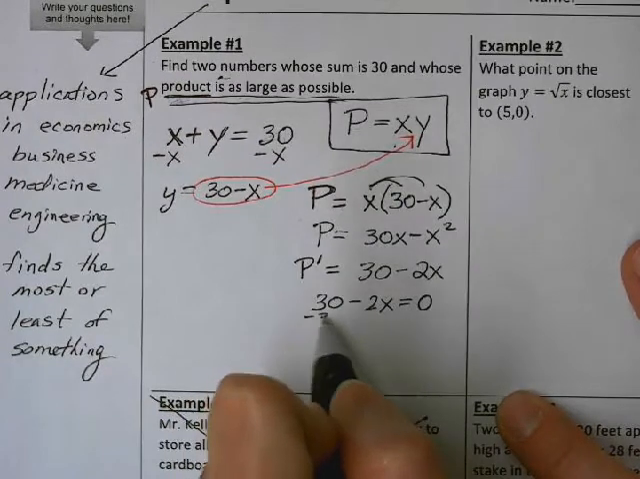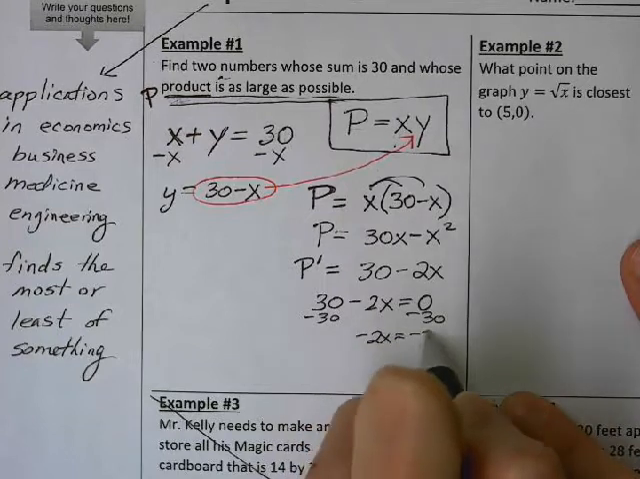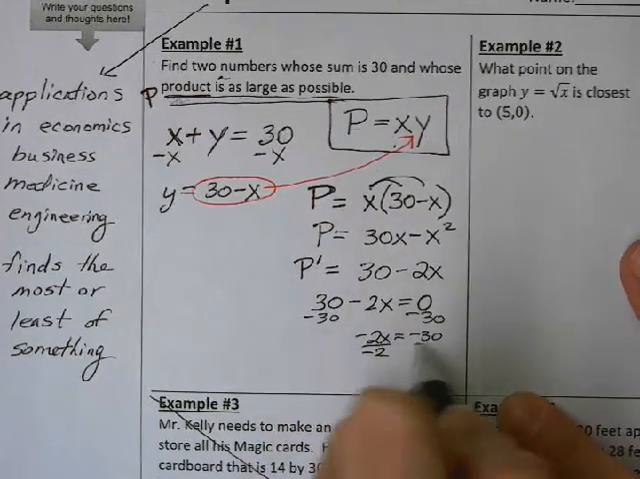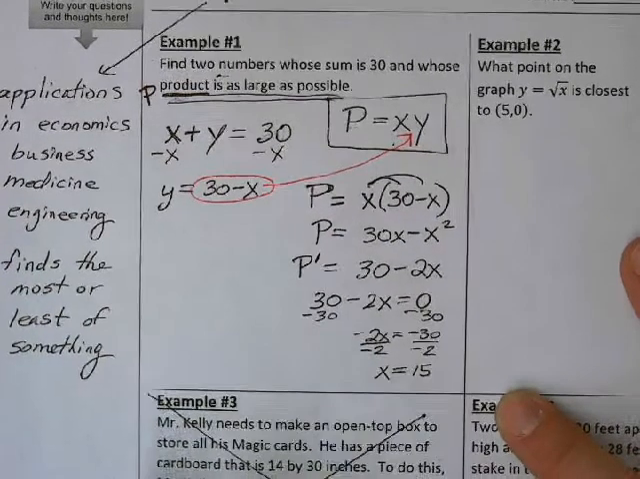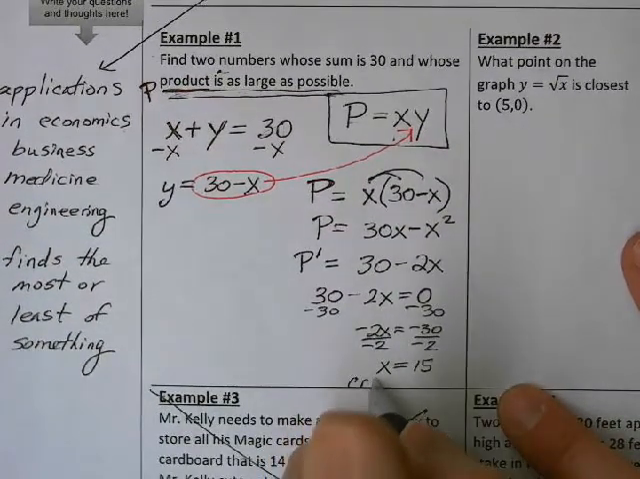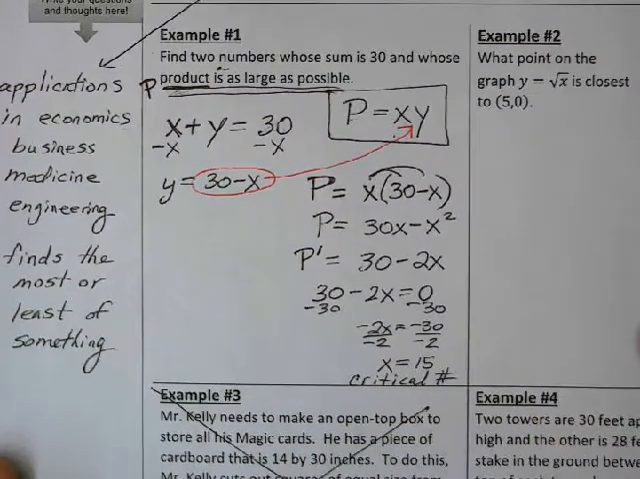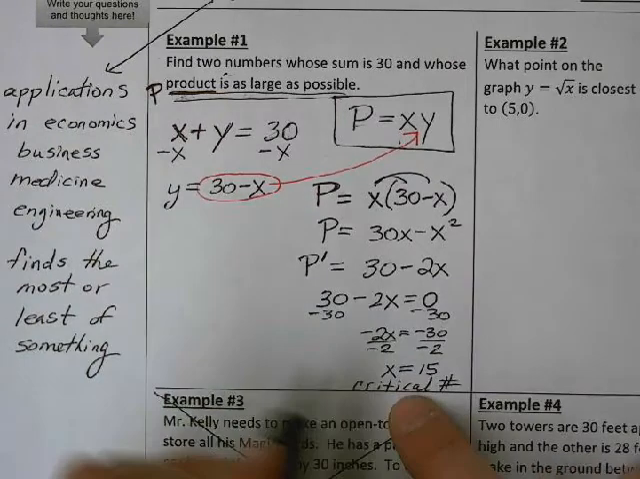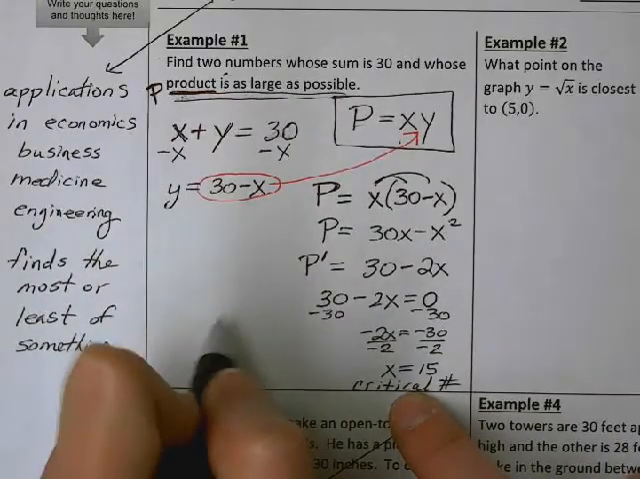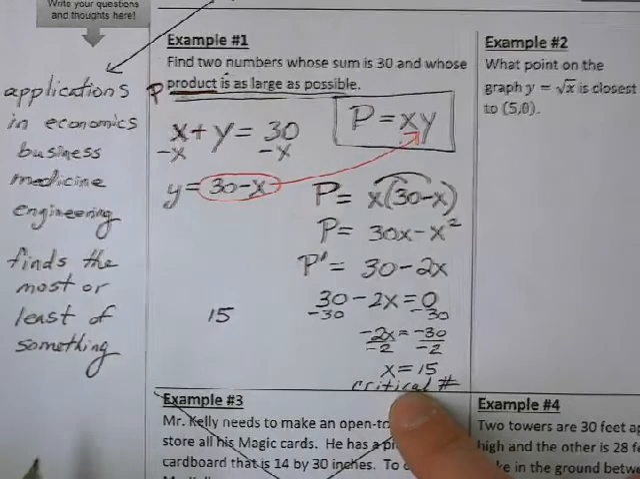So subtract 30, divide by negative 2, x equals 15. So remember, that's a critical number. So we want to test that number and see if it's a max or a min. So 15 is our critical number.